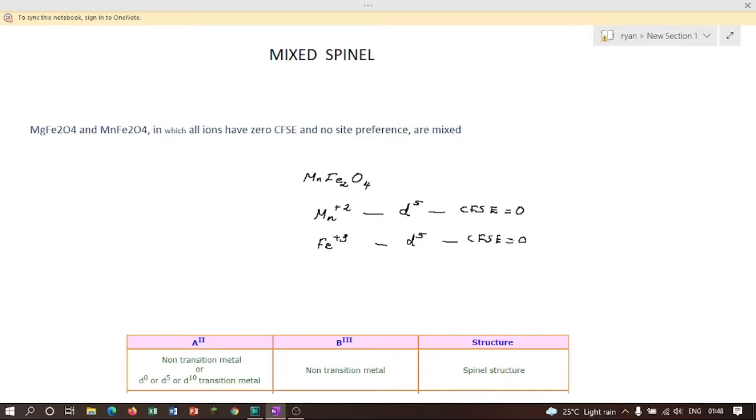You cannot compare based upon the crystal field stabilization energy, and the size is also quite similar. In that case you cannot decide whether it is normal or inverse spinel. Overall it is called mixed spinel. Some part remains as normal spinel and some portion of the crystal remains as inverse spinel. So overall it is known as the mixed spinel. Not only this, MgFe2O4 is also an example of the mixed spinel.